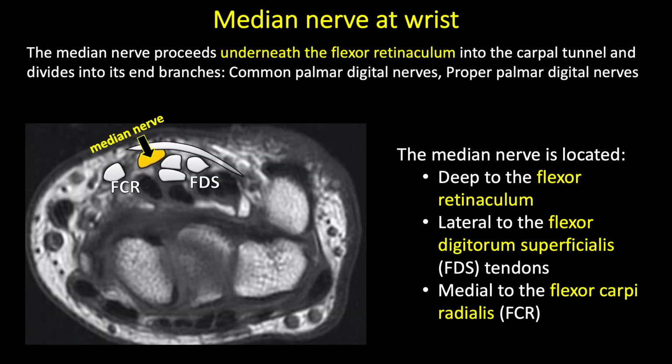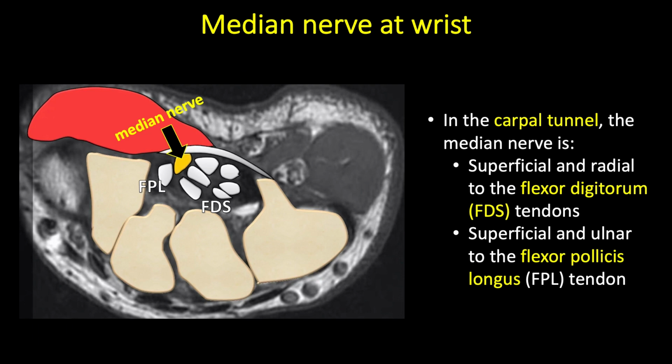At the wrist, the median nerve proceeds underneath the flexor retinaculum into the carpal tunnel and then divides into its ending branches, the common palmar digital nerves and the proper palmar digital nerves. Here, the median nerve is located deep to the flexor retinaculum, lateral to the flexor digitorum superficialis tendon, and medial to the flexor carpi radialis tendon. And then, finally, within the carpal tunnel, the median nerve is located superficial and radial to the flexor digitorum tendons and superficial and ulnar to the flexor pollicis longus tendon.